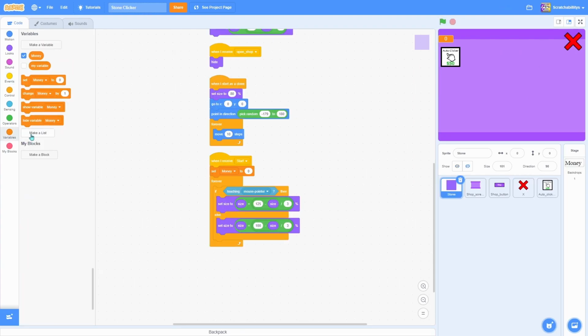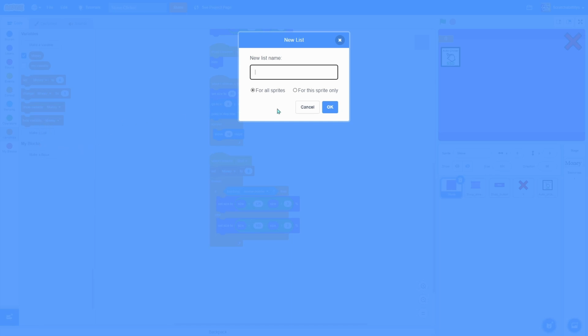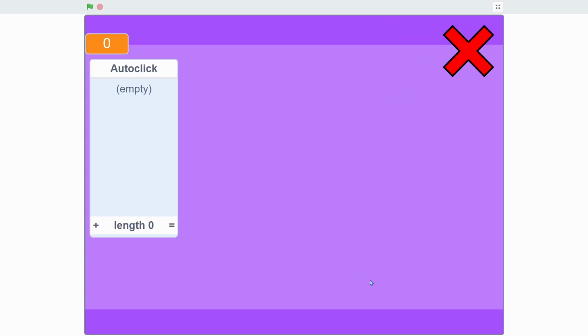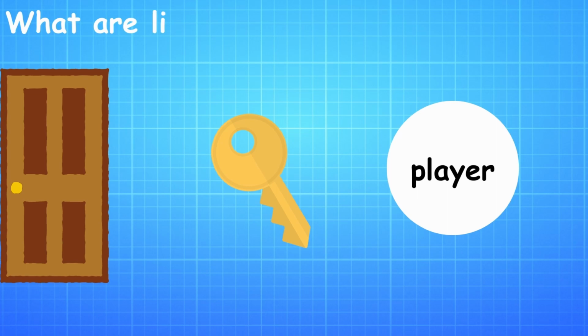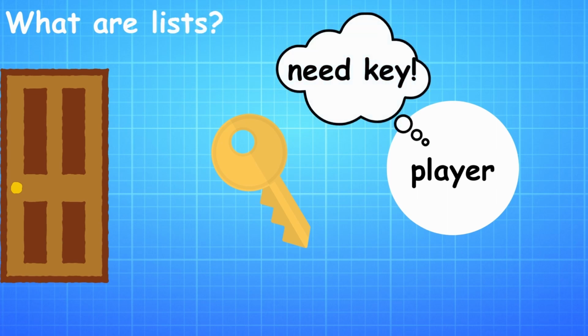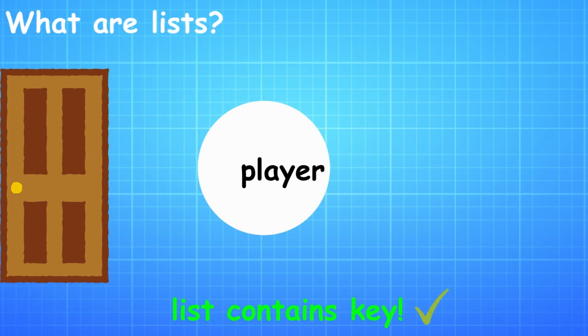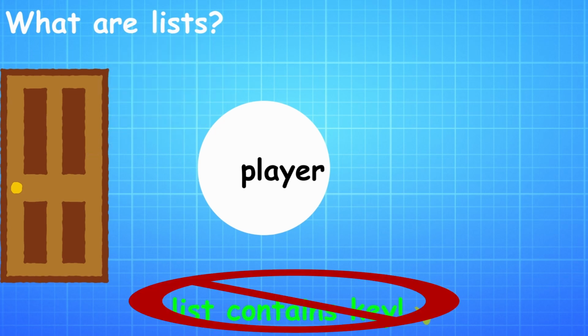Make a new list. This is our first time using lists on this series. So, let's call it auto-click. It's okay if you're a bit confused about lists, so I'm going to quickly explain them. A list is basically an inventory. So, let's say you're playing a game and you have to collect a key to pass through a door. You can ask if there's a key in that inventory, you are able to pass. But if there isn't a key in that inventory, you cannot pass.